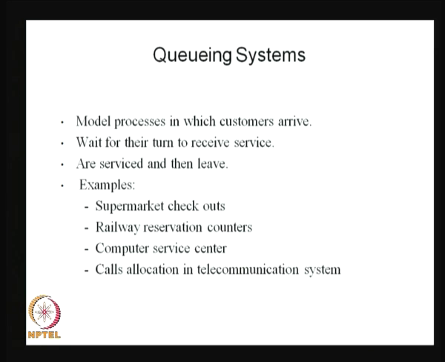So, how can one define the queuing system? You can see many examples: whenever you go to the supermarket to get some items, or you see the railway station counters, or the computer service center where many PCs and printers are there, and so on. You can also see examples in call allocation in telecommunication systems. In all those examples, something is getting served and leaves the system.